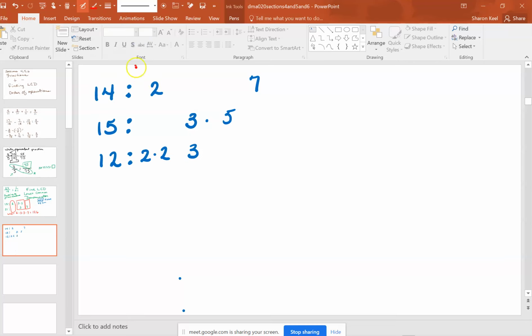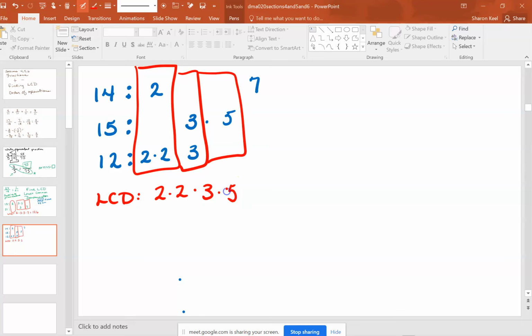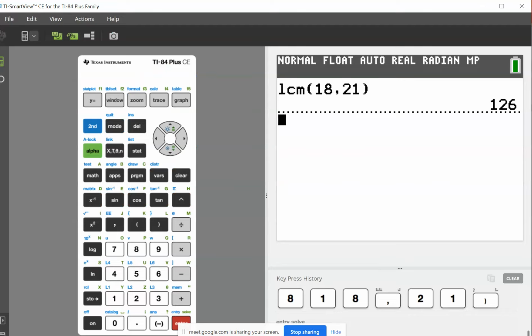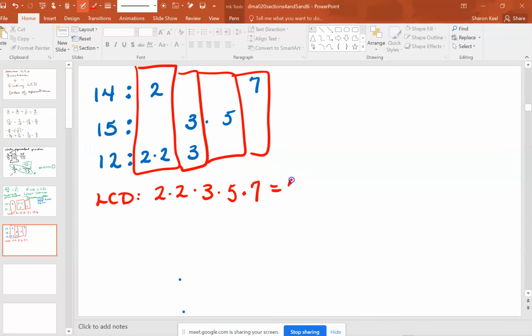So to find the least common multiple, the most 2's that any of them have would be 2 2's. The most 3's that any of them have is 1 3. The most 5's would be 1 5, and the most 7's would be 1 7. Okay, so let's do that. We have 2 times 2 times 3 times 5 times 7. So our least common multiple here is 420.